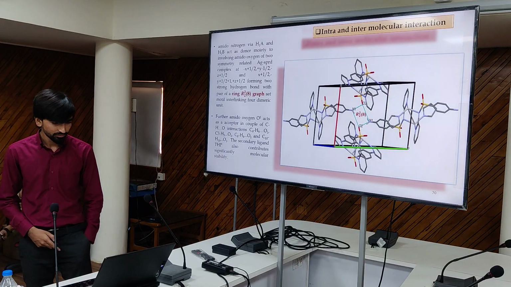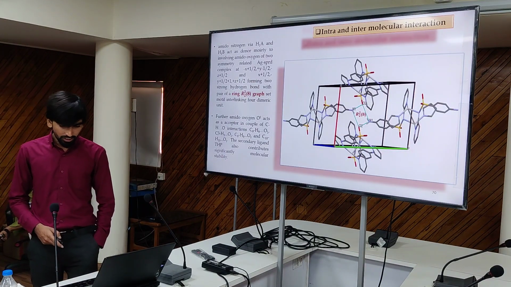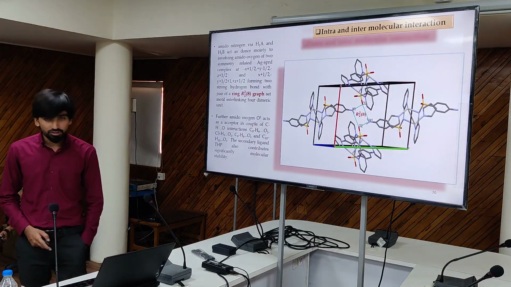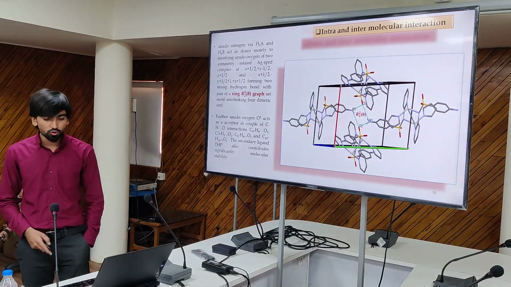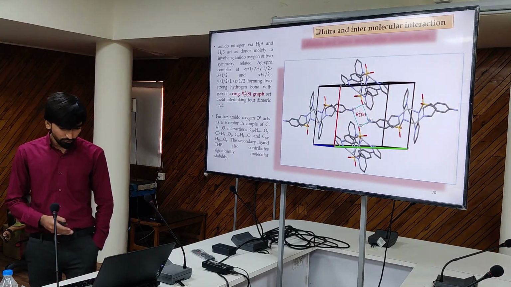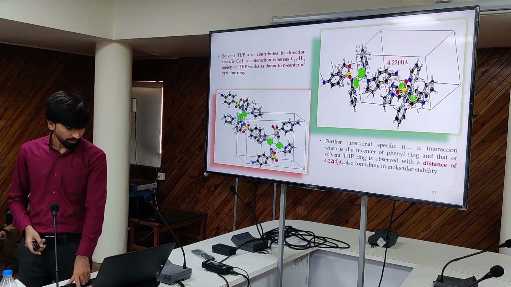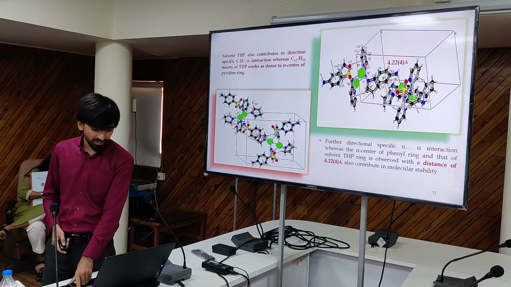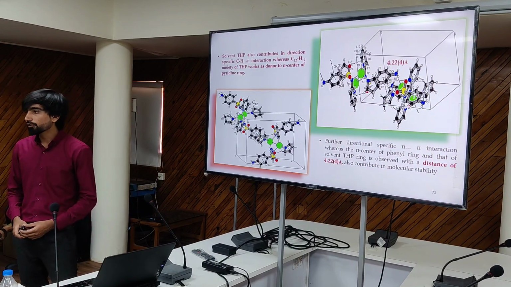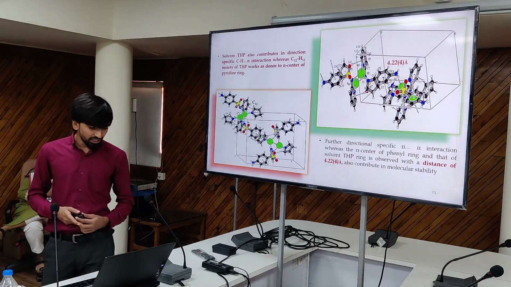Intermolecular interaction. Here the NH2 molecule interacts with the oxygen from the SO2 moiety that forms the R2,2(8) graph set motif, and this is how that beautiful arrangement is aligned in the unit cell. Second is a CH-pi interaction. CH-pi happens between the carbon from the THF solvent molecule and the pyridine ring.